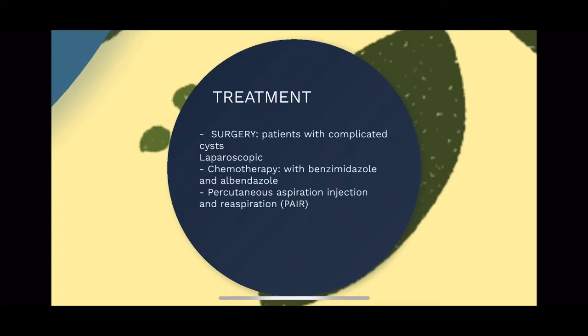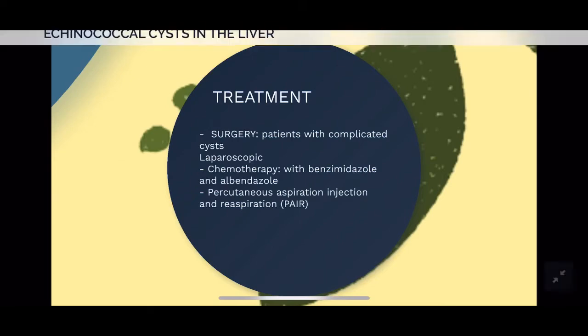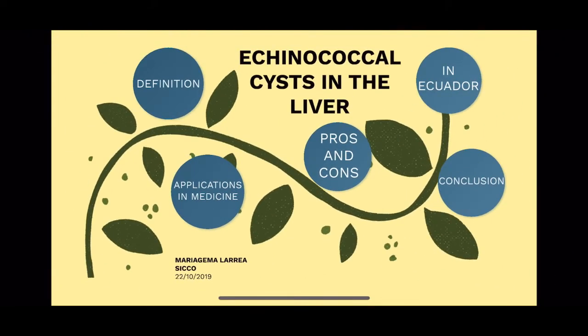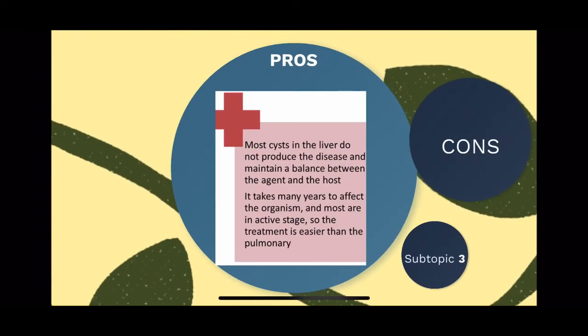Also, they use PAIR, a percutaneous aspiration injection, and reaspiration. In terms of the pros, most cysts in the liver do not produce disease and maintain a balance between the agent and the host. Also, it takes many years to affect the organism, and most are in an inactive stage. So the treatment is easier than for pulmonary cysts, which are worse than in the liver.